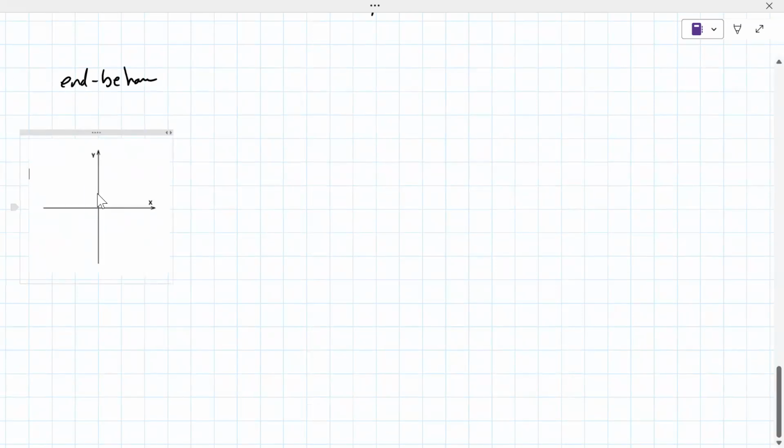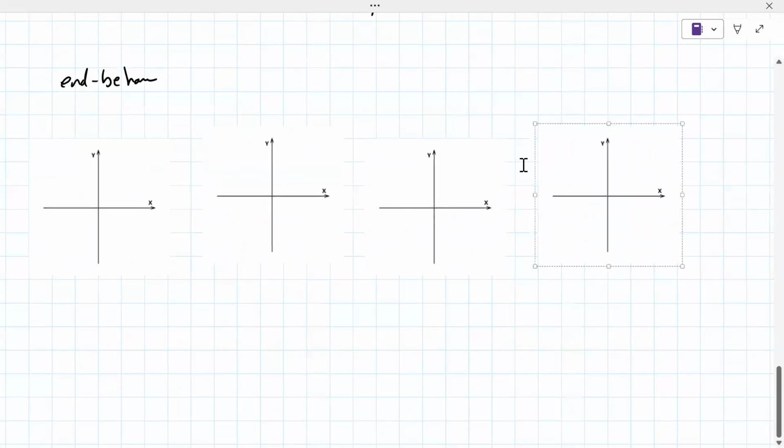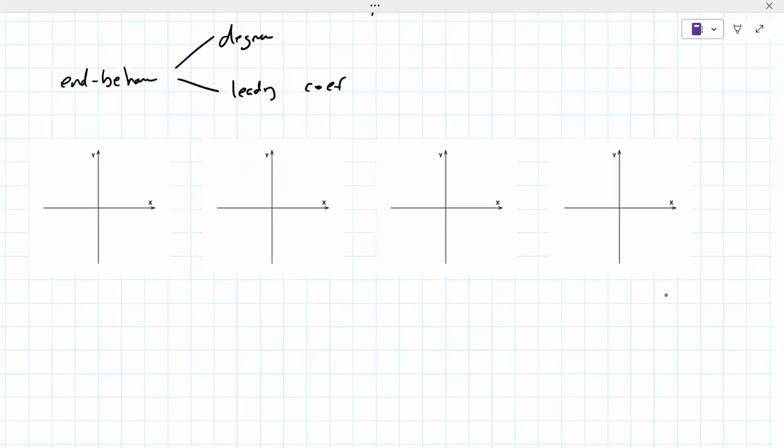There are four graphs you have to know to be able to do end behavior. There are two things to consider with end behavior. First is the degree of the polynomial. The second is the leading coefficient, whether it's positive or negative. So for the first two, we're going to do an even degree. Even degree polynomials either start high and end high, or they start low and end low.